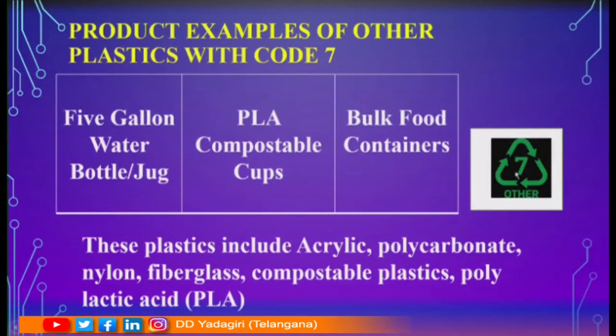Now, the code 7 means other plastics. These plastics include acrylic, polycarbonate, nylon, fiberglass, compostable plastics, polylactic acid. These are all the different plastics which come under the 7th type of plastics. Then, what are the articles made up of them?